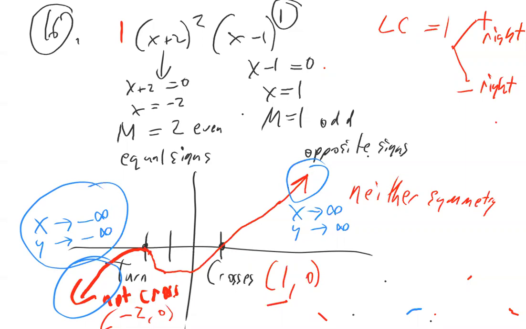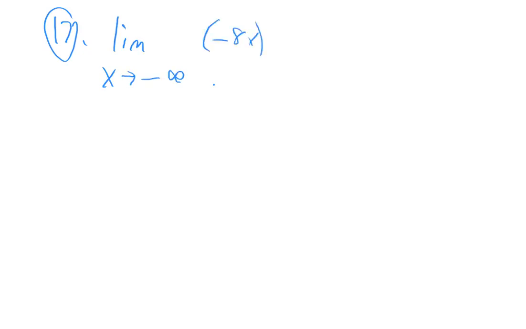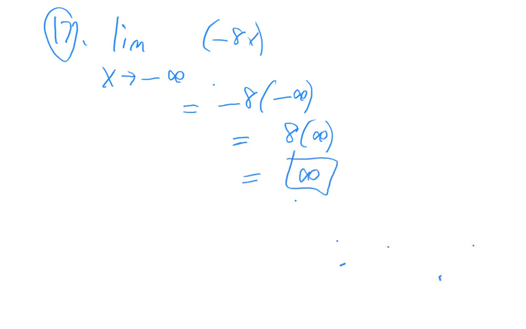Now let's try problem 17. Problem 17 says, determine the limit as x approaches negative infinity of negative 8x. What is that equal to? So you'll basically have negative 8 times negative infinity. Negative times negative is positive, so you have 8 times infinity. But the thing is, you can't actually be bigger than infinity. So 8 times infinity is still equal to infinity.